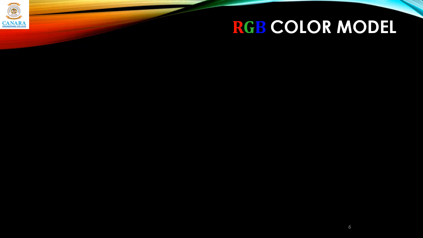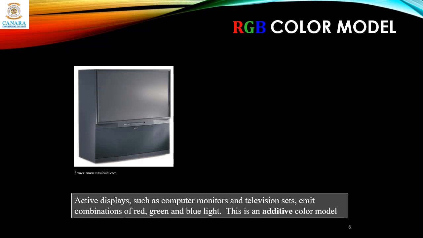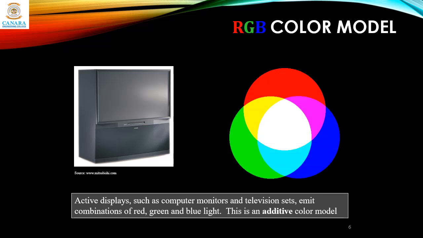So what do we mean by this additive color model? We have seen the television or the projector. These are active displays, and active displays, such as computer monitors and television sets, emit a combination of red, green, and blue light. This is an additive color model. As we have seen in the previous lecture, adding red, green, and blue in high intensity produces white light. That's why we call it an additive color model.